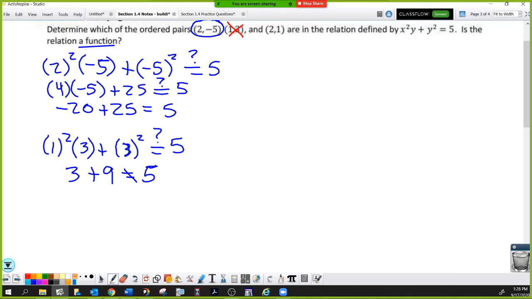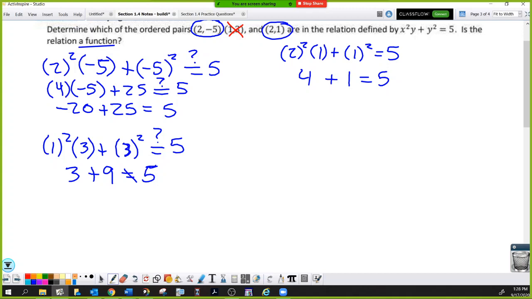And then lastly, let's plug in 2 comma 1 and see what happens. Two squared times 1, well, that's just 4. And 4 plus 1, yeah, that equals 5. So that coordinate is also on the relation. So we know that 2 comma negative 5 is on my graph, and we know that 2 comma 1 is on my graph.